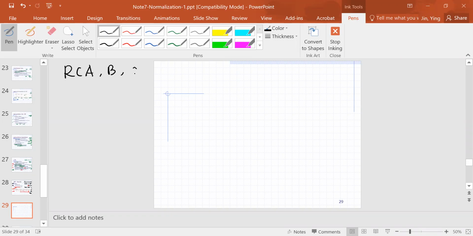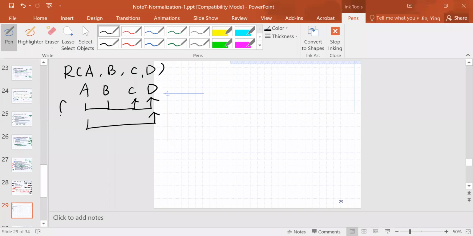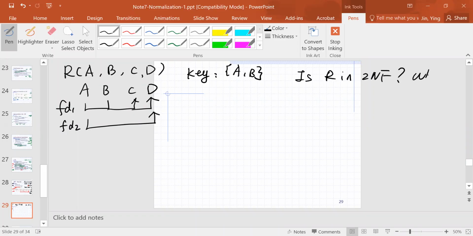Relation R has A, B, C, D. I have the following functional dependencies: from A, B to C and to D, and A to D. And I also give you the key. In this case, I only have one key, that's AB. Only one key here. And my question is: is R in second normal form or not, and why?